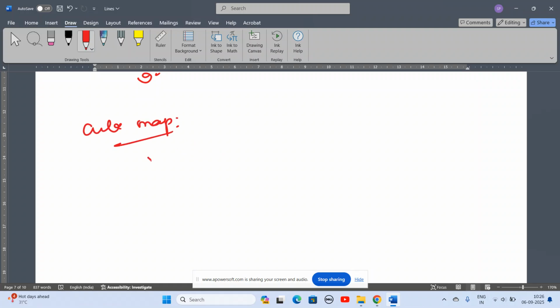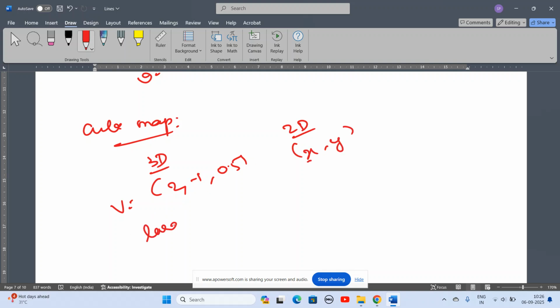Cube map representation in 3D. 3D means we have three values x, y, z: 2, minus 1 and 0.5. I am going to make it 2D. 2D means I only have two values, x and y. Take the large component. The large component is 2, that is x. The remaining two components are y and z. Find the values: y is minus 1 by 2.